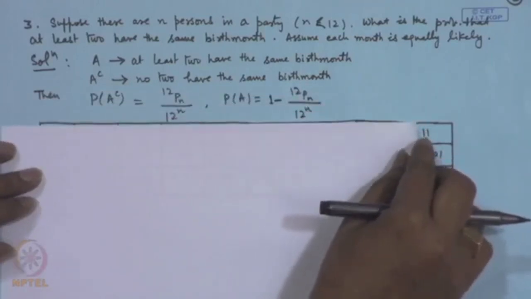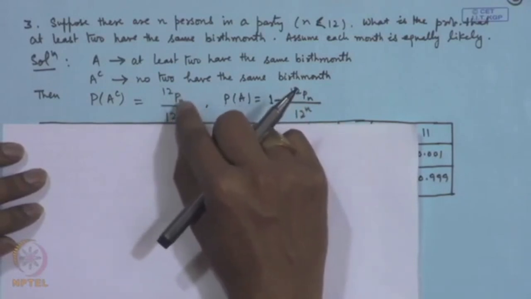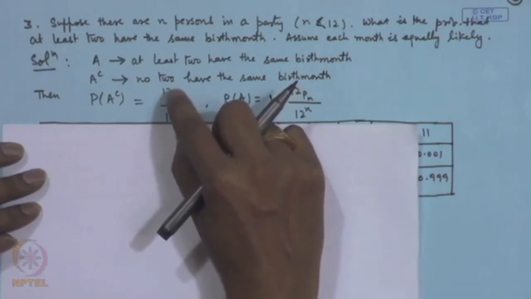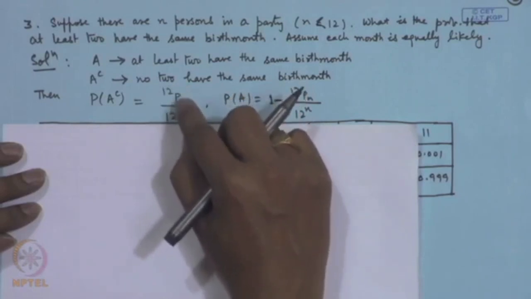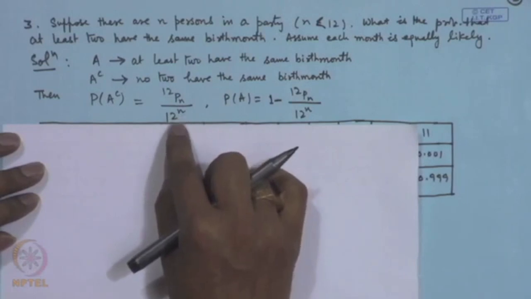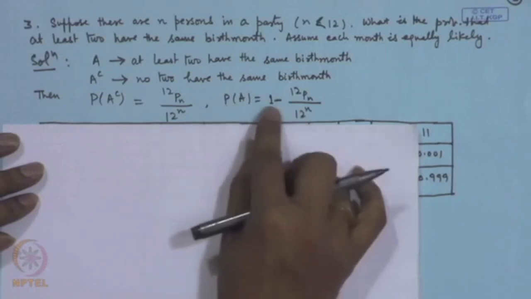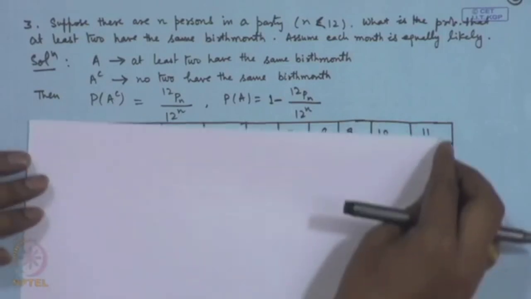You can see here, probability of A complement: there are 12 months and if n distinct months have to be chosen from here, it will be done in 12 P n ways, where P denotes the permutation here. And the total number of possibilities of birth months for n persons will be 12 to the power n, because each person can have any of the 12 birth months. So, you will have 12 into 12, n times. Therefore, probability of A is simply 1 minus 12 P n divided by 12 to the power n.